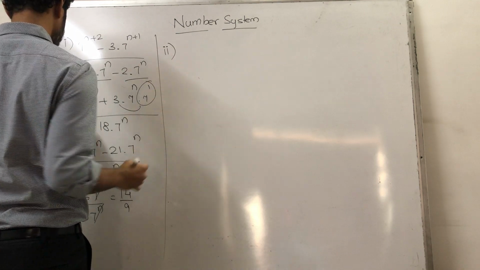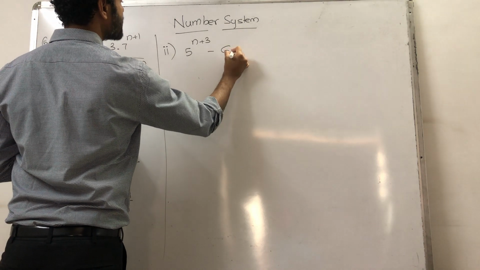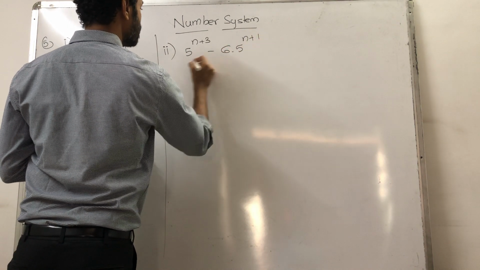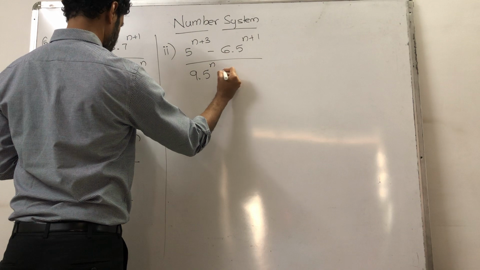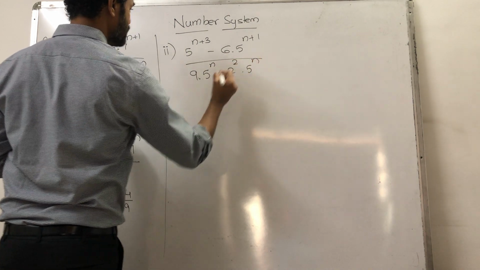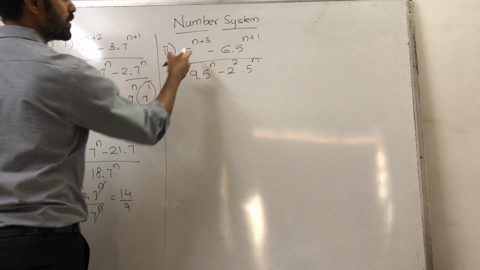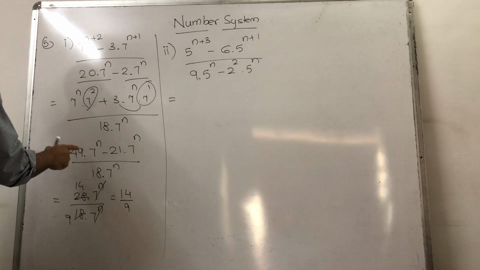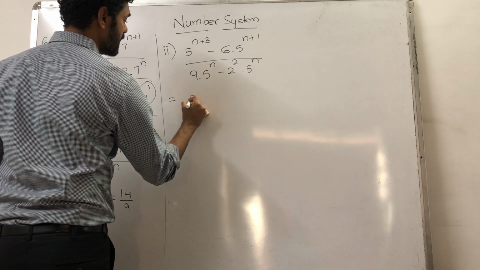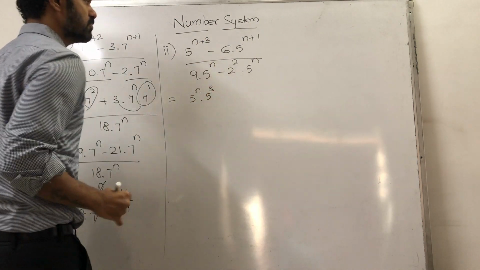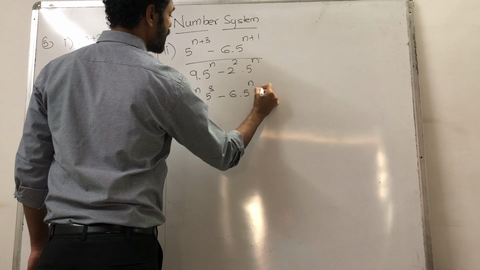In the second sum, what they have given is 5 raised to n plus 3 minus 6 times 5 raised to n plus 1 whole divided by 9 times 5 raised to n minus 2 square times 5 raised to n. Now we would have the same approach. We wrote 7 raised to n plus 2 as 7 raised to n into 7 raised to 2. Similarly, 5 raised to n plus 3 can be written as 5 raised to n into 5 cube. Similarly, here 5 raised to n plus 1 can be written as 5 raised to n into 5 raised to 1.